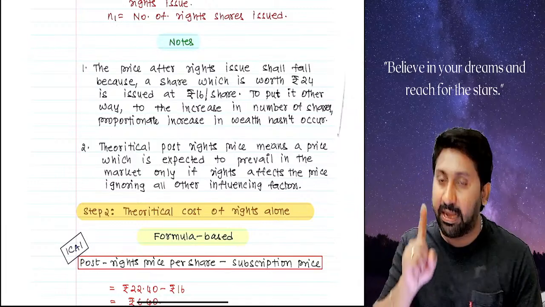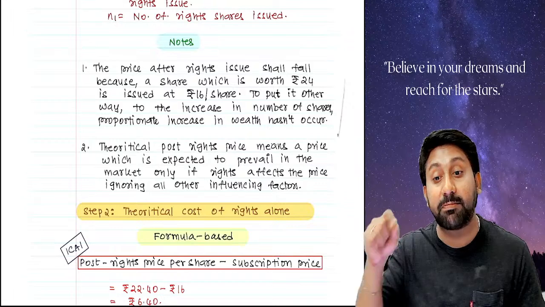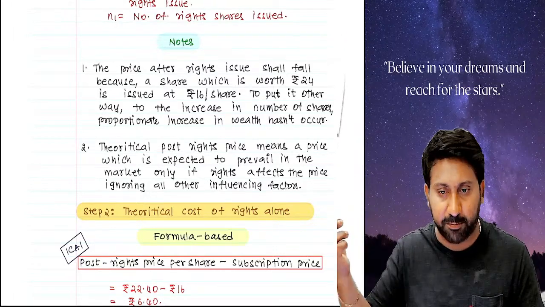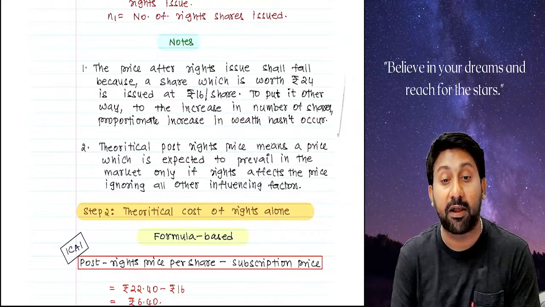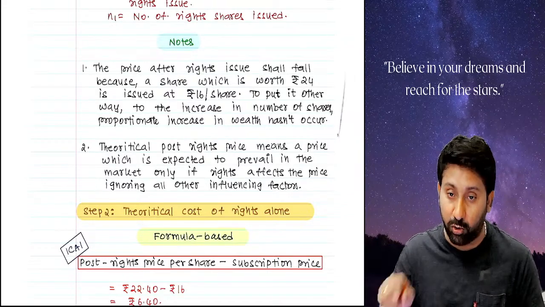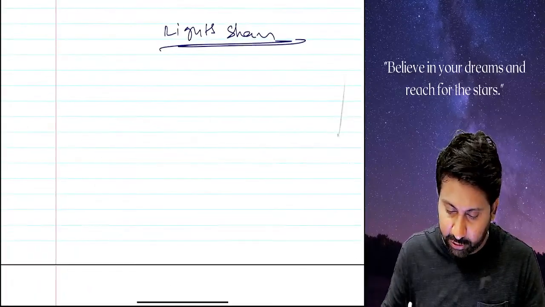Number 1, (mn + sr) divided by (n + r). Next one, post rights price per share, or theoretical post rights price per share, 22.4, subscription price 16. That will become the cost of the rights alone. That's all. Regarding the right shares, this is an important observation that one should make.